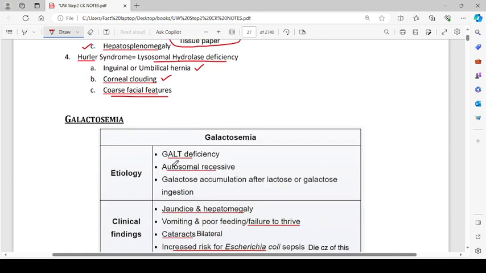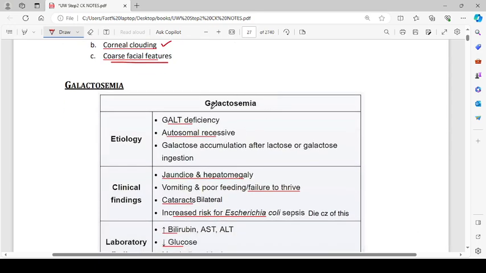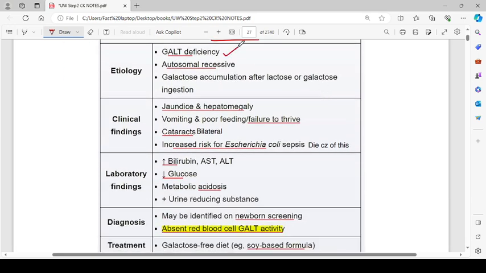Okay. Then we have galactosemia. So what is galactosemia? Galactosemia is basically a condition in which galactose cannot be metabolized. So the etiology is GALT deficiency.